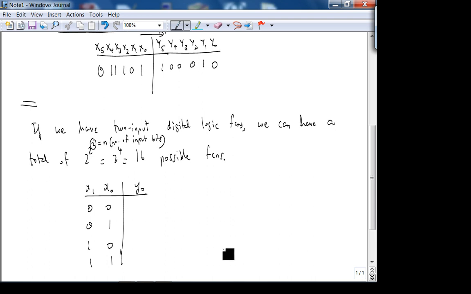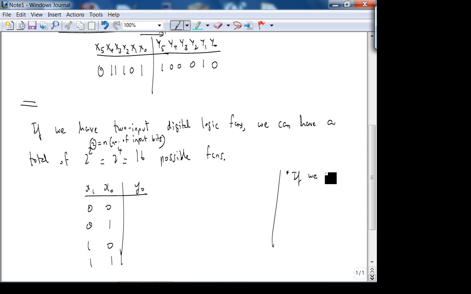In our case, it's 2. So you have 4 possible combinations of input. You have 2 input bits, 4 possible combinations of it, and for each combination, you have 2 possibilities of output, 0 or 1, correct? So you have 2 here, 2 here, 2 here, 2 here. In other words, the total number of possibilities is 2 times 2 times 2 times 2, 2 to the 4, 16.